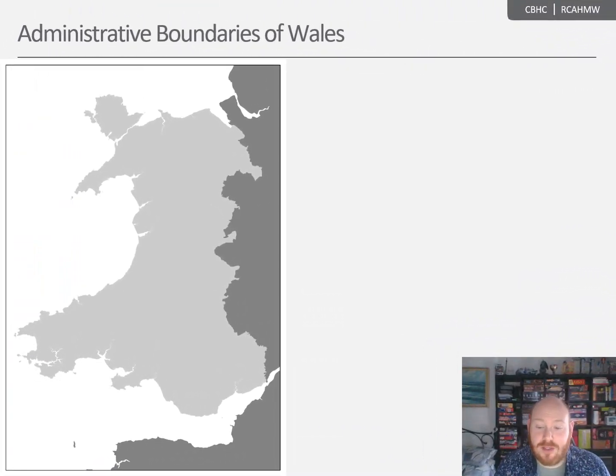Whilst on the topic of boundaries, what I want to do now is give a quick breakdown of the types of administrative boundaries in Wales. The reason I want to do this is to show how these things can truly be both modern as well as ancient, and that some boundaries can be relatively young in terms of our understanding, and some of them go back hundreds of years.